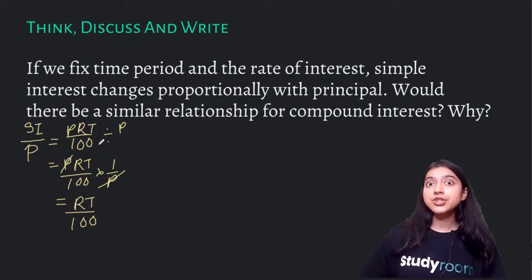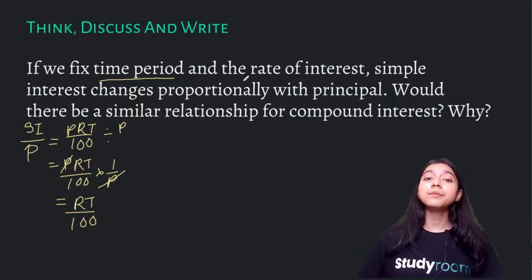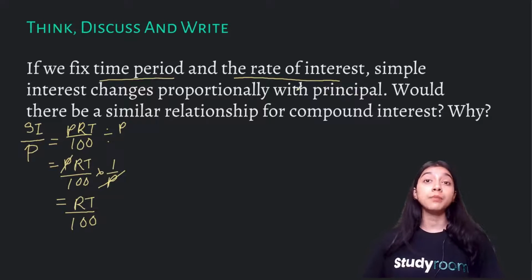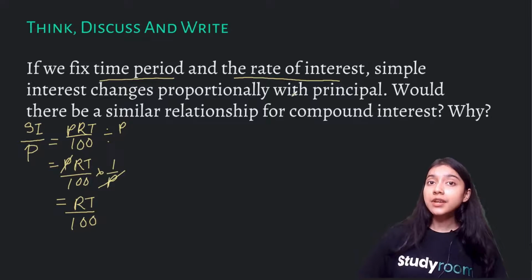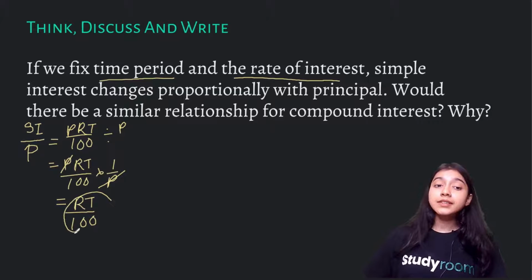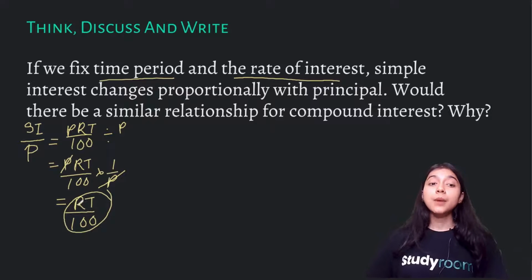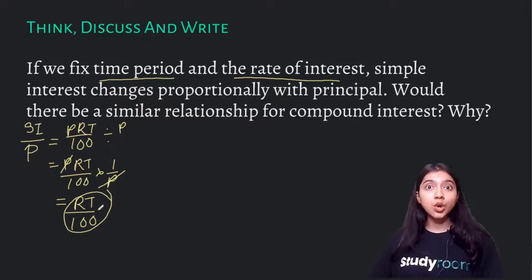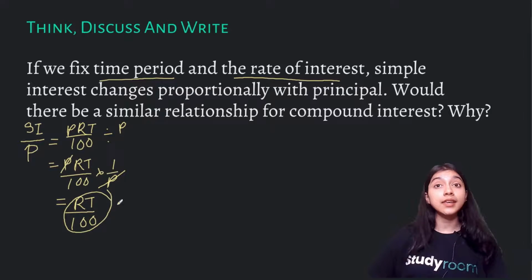Now, in this question, it has been mentioned that the time period and rate of interest remain fixed. So when time period and rate of interest are constant, then we can say that this entire thing is a constant, because a constant multiplied with a constant is a constant and then 100 again is a constant.